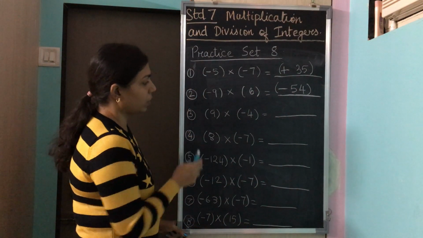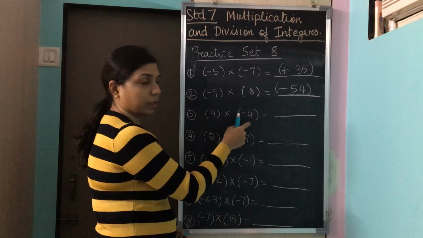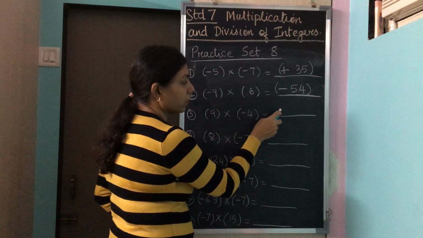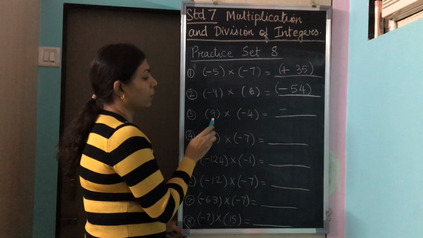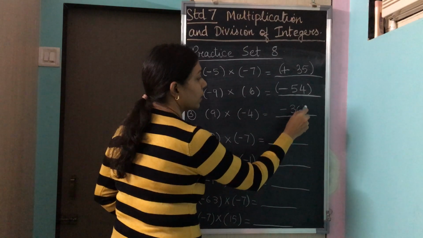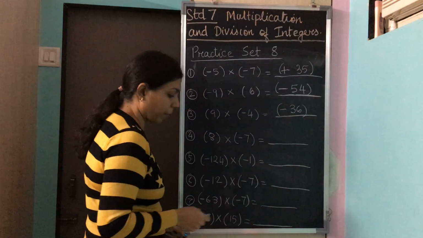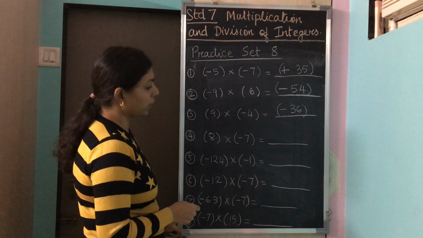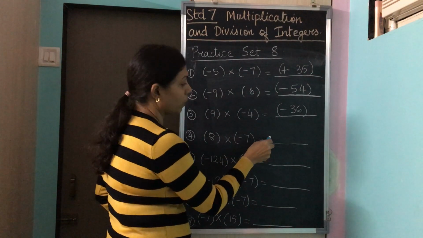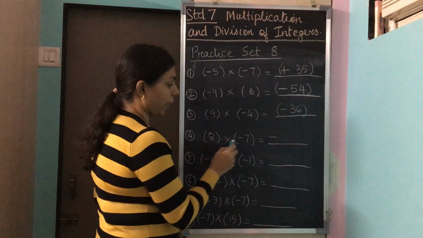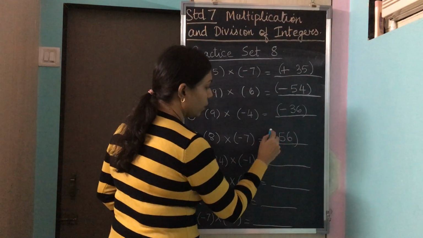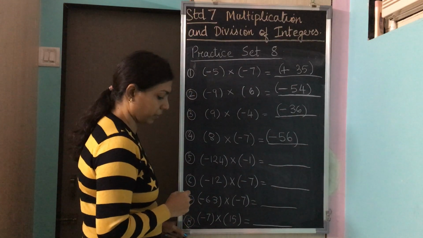The next one, positive number, negative number. So when you multiply positive with negative, your answer has to be negative. So 9 multiplied by 4 gives us 36. Your answer is minus 36. The next one, positive multiplied by negative. Your answer will be negative. 8 multiplied by 7, 56. Your answer is minus 56.